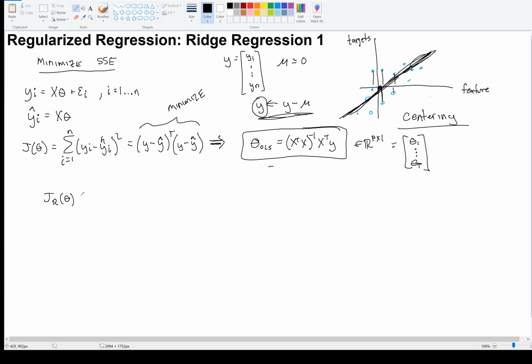So the way we're going to do that is with two terms. We are going to have this first term, which is the sum squared error, and we're going to have a second term. I'll explain this in a second.